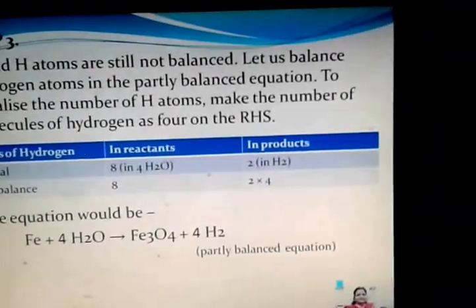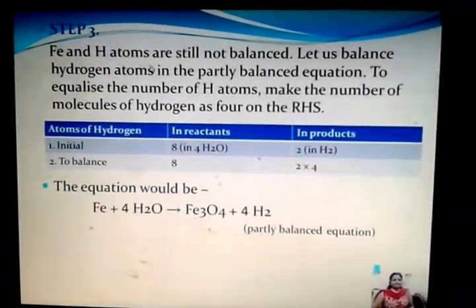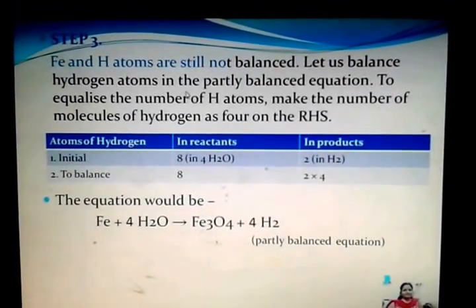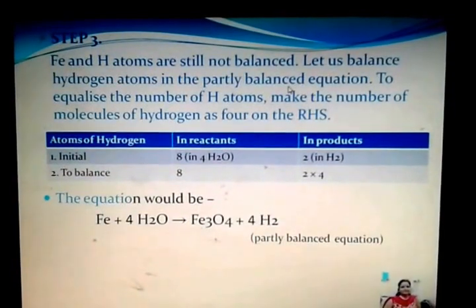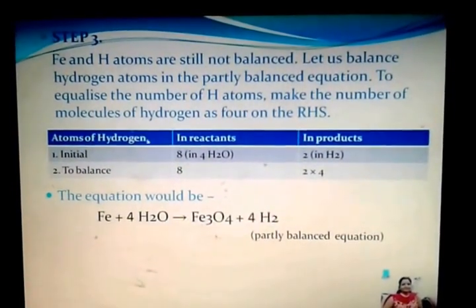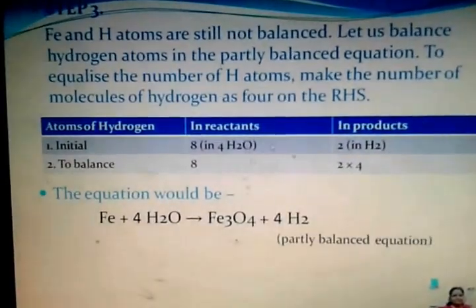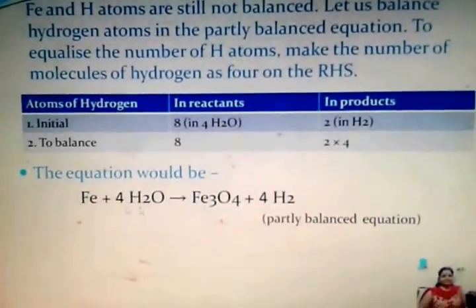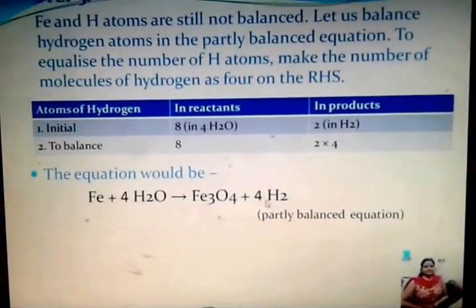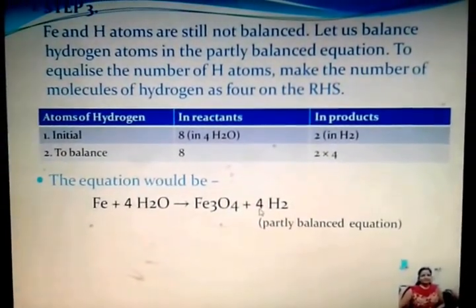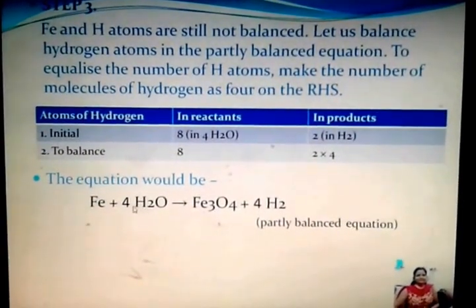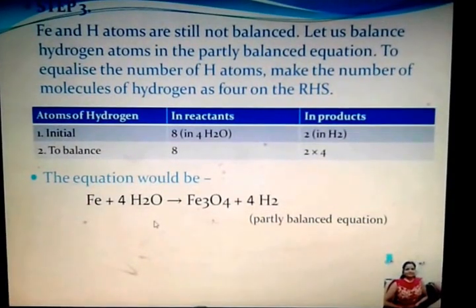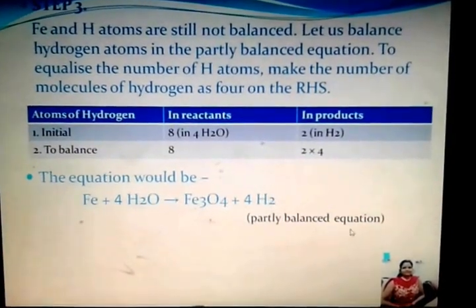Now step 3. Fe and hydrogen atoms are not balanced. Let us balance the hydrogen atoms in the partly balanced equation. To equalize the number of hydrogen atoms, make the number of molecules of hydrogen 4 on the right hand side. Here you see Fe plus 4H2O on the left hand side. Now 4 into H2, so this 4 has come from here. Now hydrogen atoms are balanced: 4 twos are 8, 4 twos are 8. This equation is a partially balanced equation.